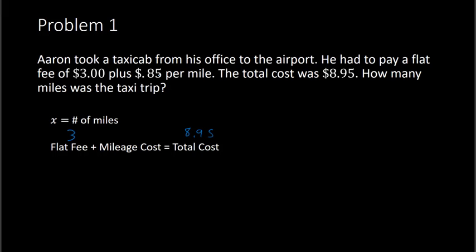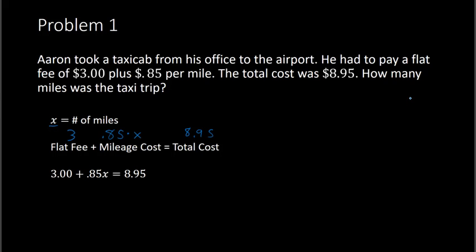So if we take 85 cents times the number of miles, which we said was x up here, that's going to give me the mileage cost. So we have 0.85 or 85 cents times x. So we have $3 plus 0.85 times x equals $8.95. So that is how you set up your equation in this example. And then from here, you can solve.